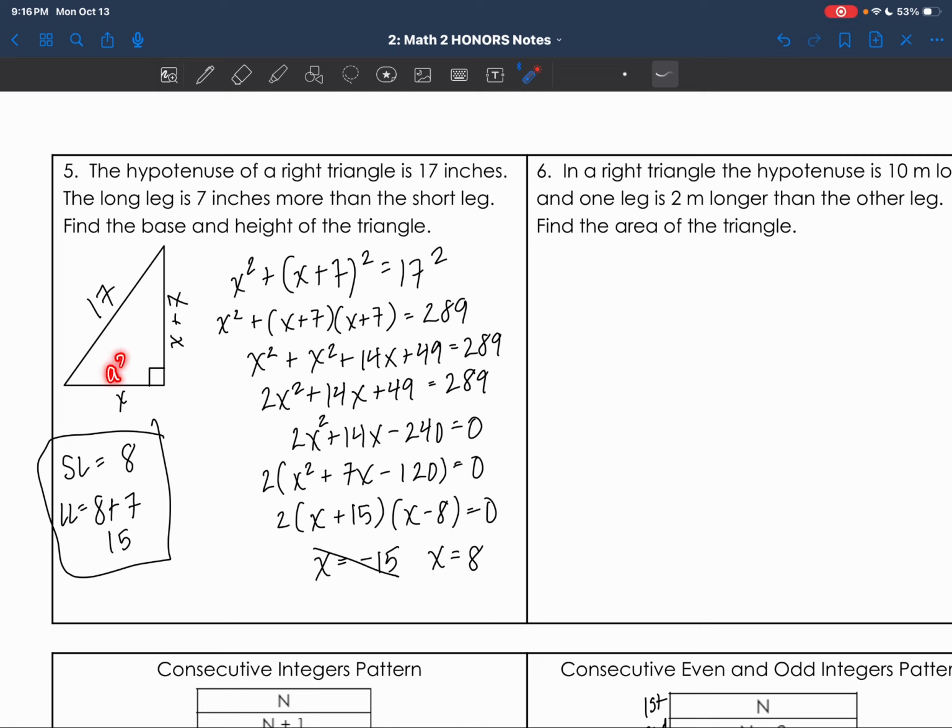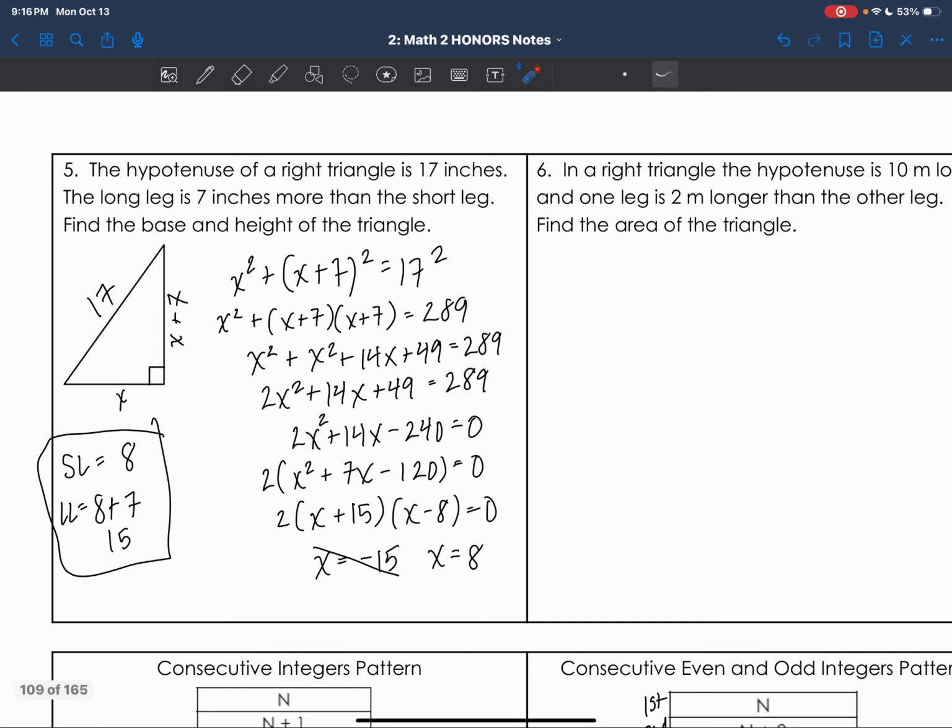So we can go a, b, c. And this would be a squared plus b squared equals c squared. But just be careful, when you're squaring x plus 7, it's really x plus 7 times x plus 7. So distribute, and you're going to get x squared plus 14x plus 49. Bring the rest down, combine like terms. And then we're going to subtract 289. You're going to get negative 240.